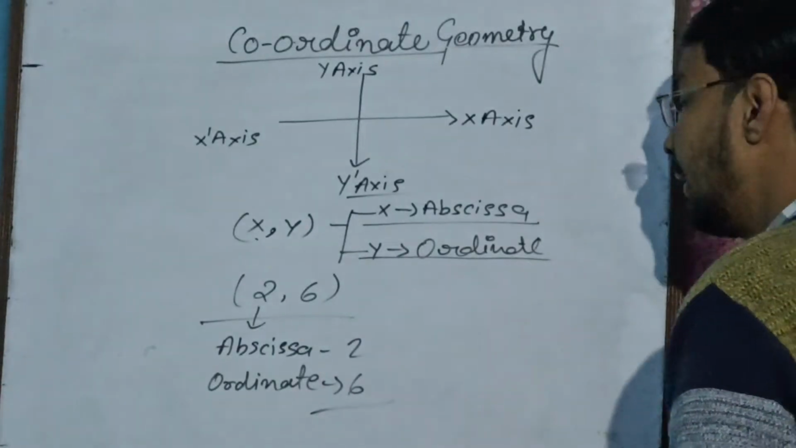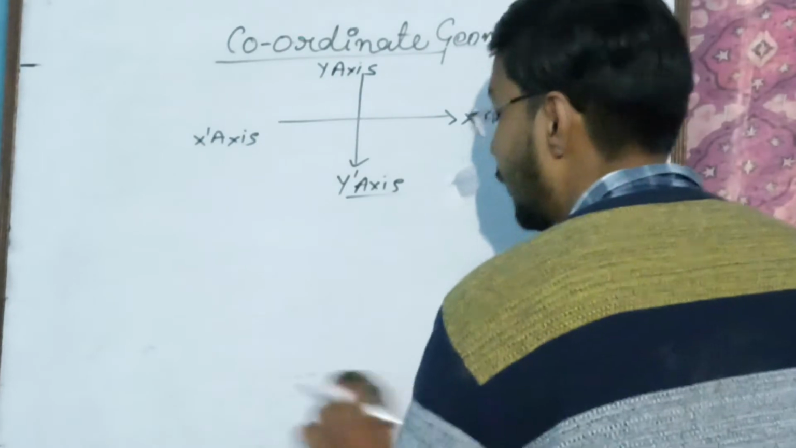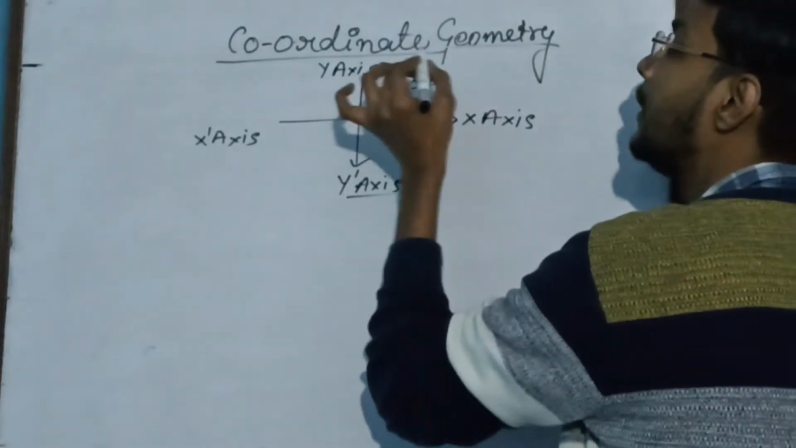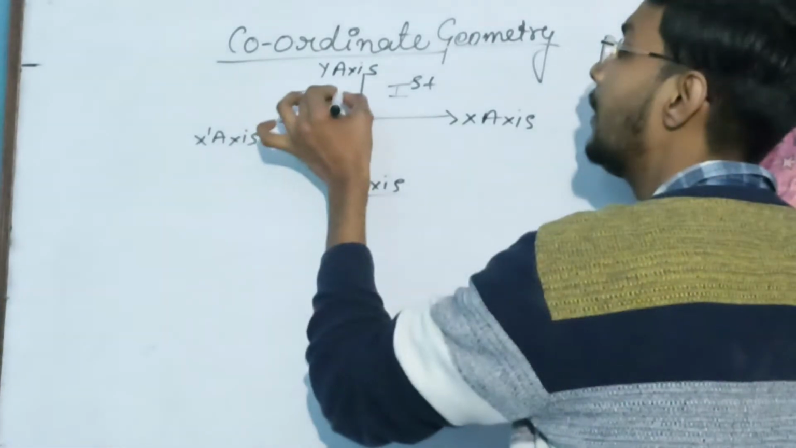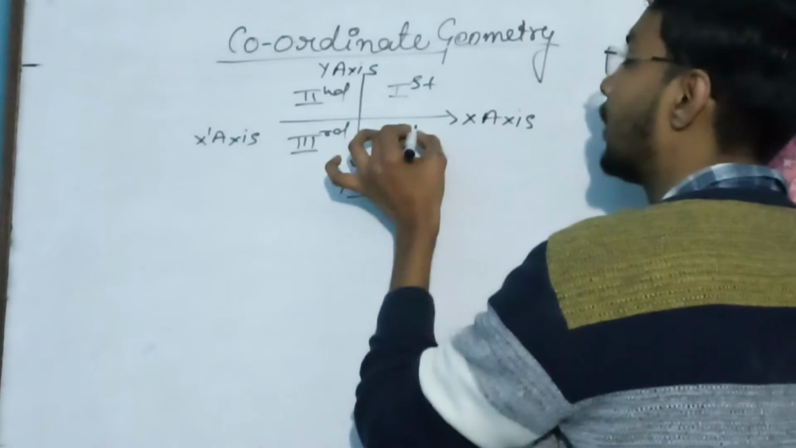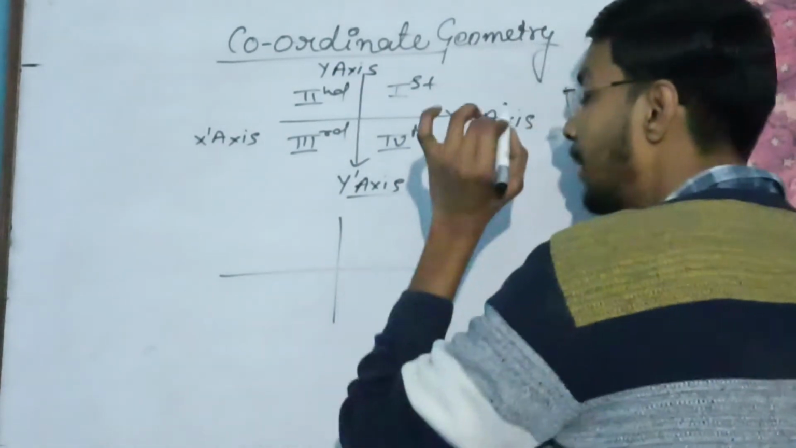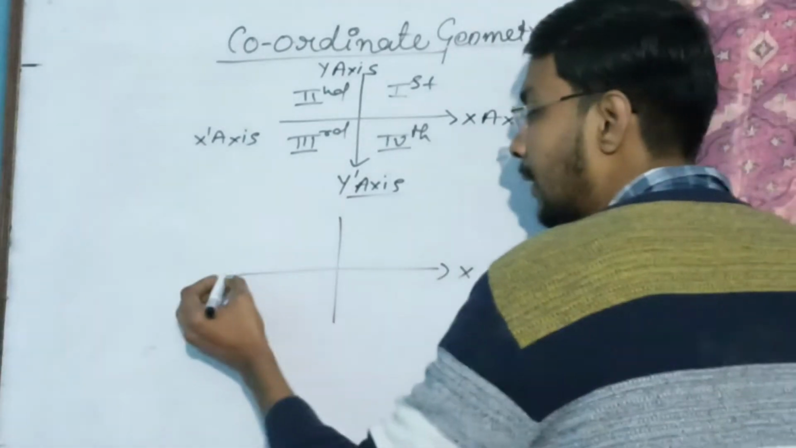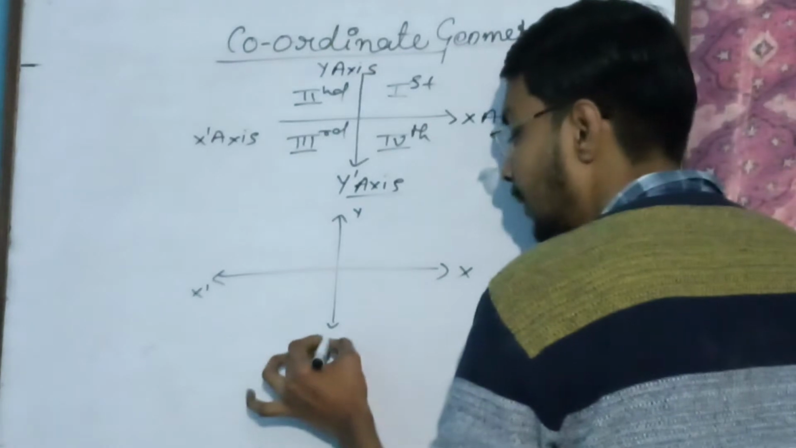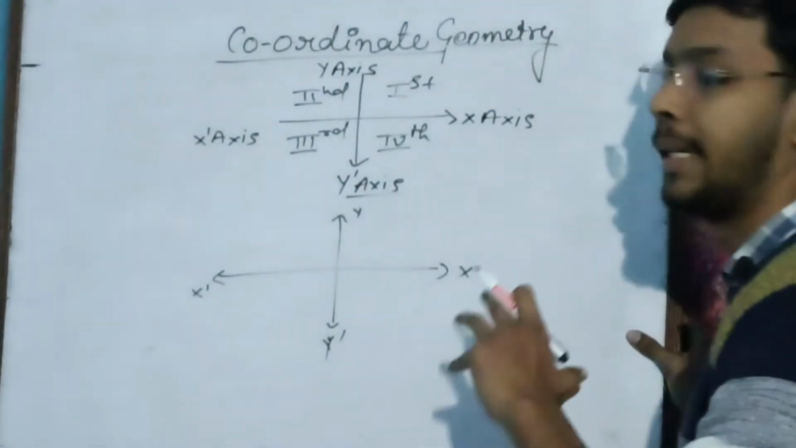Okay friends, now we will talk about the sign conventions in these quadrants. First let me name them. This one is called the first quadrant, this one the second quadrant, this one the third quadrant, and this one the fourth quadrant. Now I will talk about the sign convention. I'll write it quickly to save time. This will be the negative direction of the y-axis.